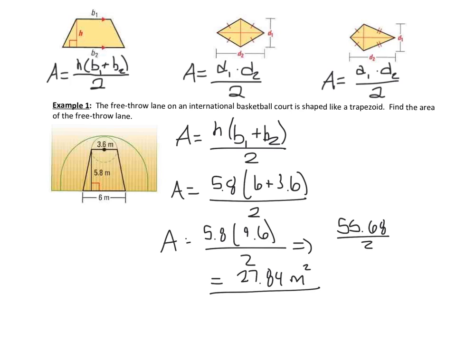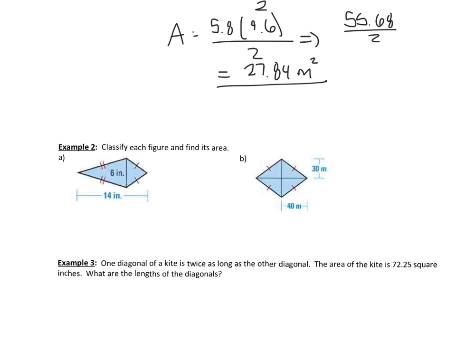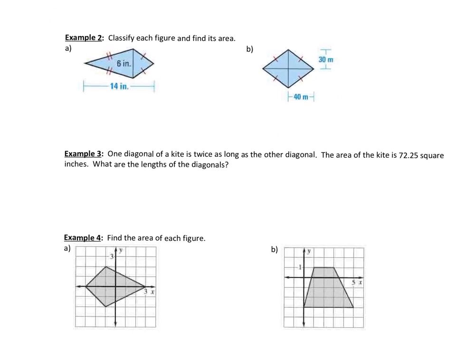Okay, go ahead and flip your page over. We will go down to our next example here, example 2. Classify each figure and find its area. So classify means what kind of a figure is this? In my example A, I see that I have 2 sets of congruent sides and they are adjacent to each other, so that means that this is a kite.